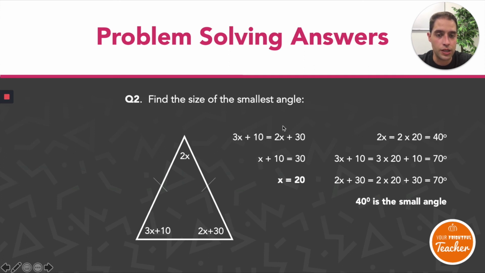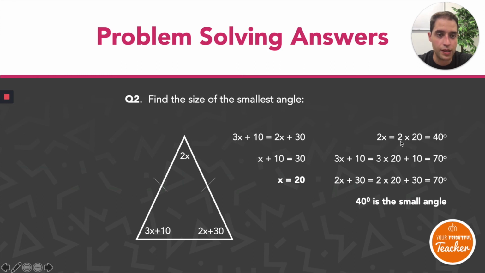So then I just need to simplify here. Minus the x's. Yeah? So once I do that, then I've got x plus 10 equals 30. And I need to minus the 10 here, and then I get x, so x is 20. So knowing that, now I can put that into these individual ones.